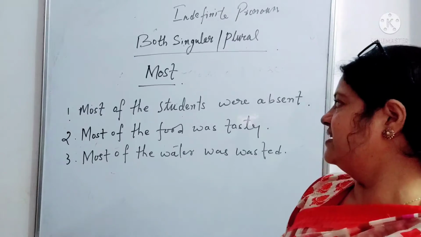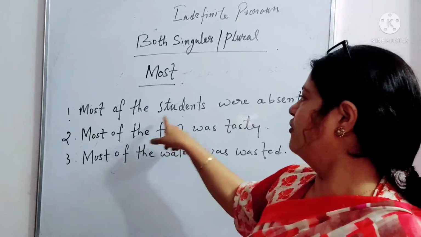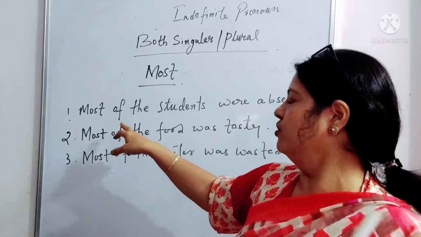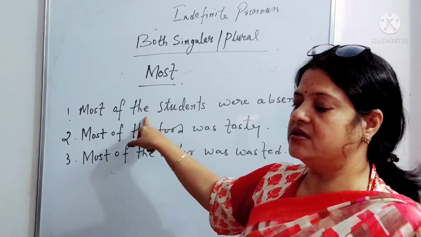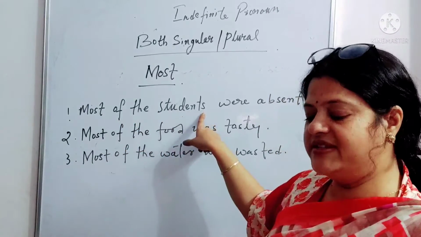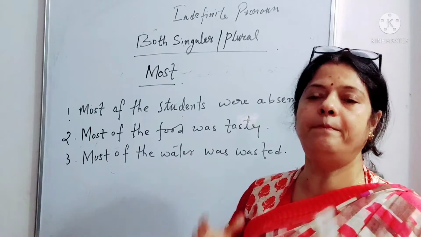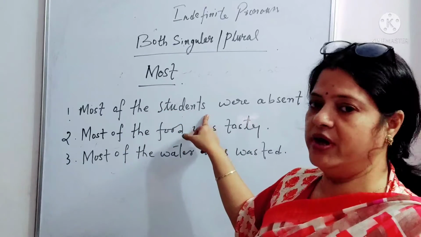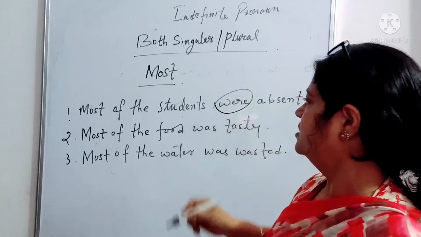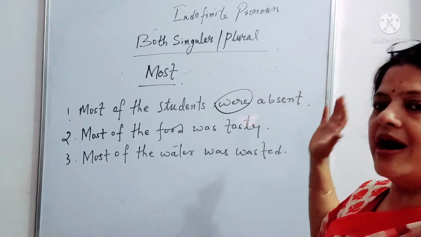So in this first sentence we see "most", followed by a prepositional phrase. So most of the students: we see the students is a countable noun, plural in number. So that is why we have used a plural verb along with it. Most of the students were absent.